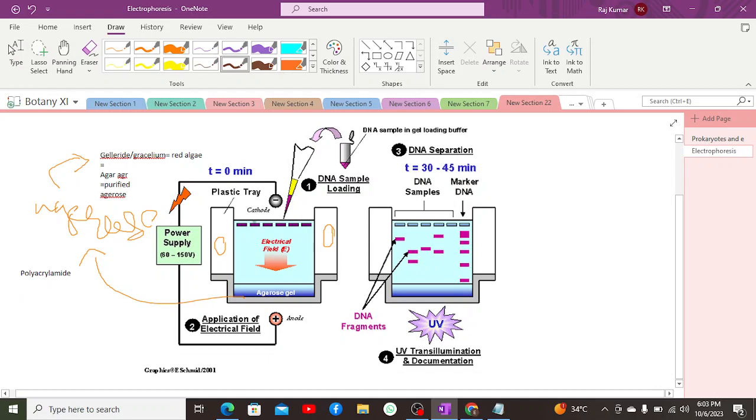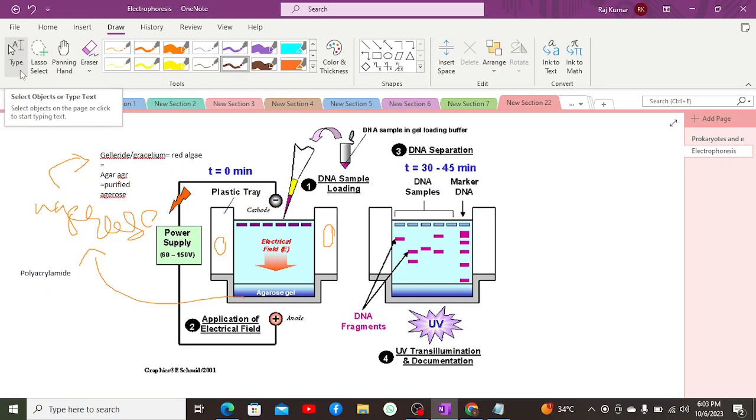Here, as you can see in this diagram, how does this work? It consists of a number of steps. First, it is isolation of DNA or any other component. Suppose we are taking DNA. Mostly we utilize DNA, RNA, or protein. Three or four samples of DNA are taken on several slots or wells, which are kept inside the electrolytic cell.